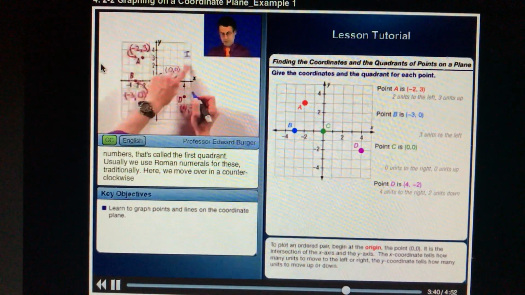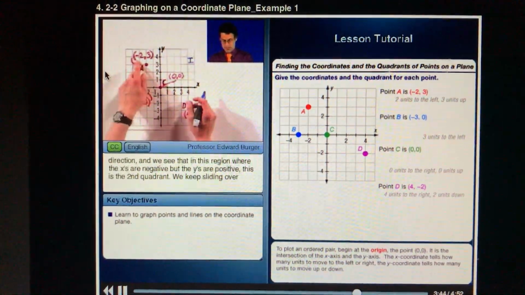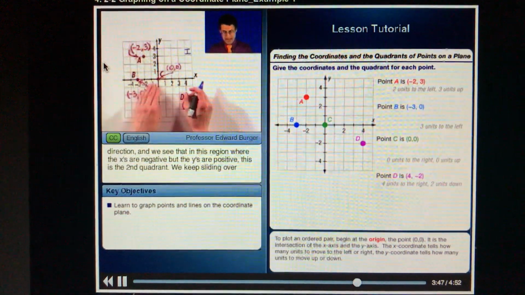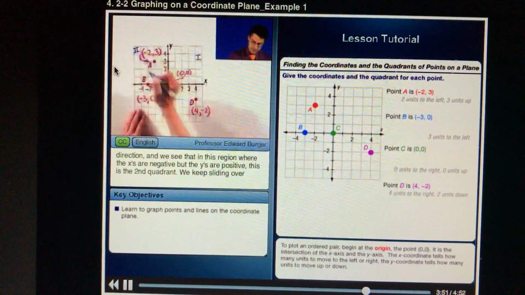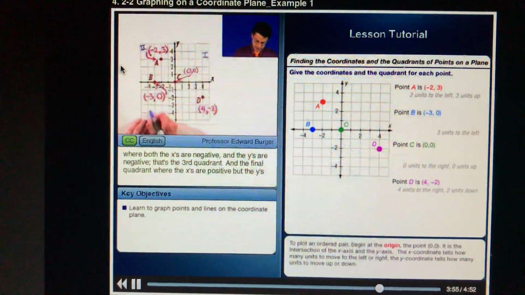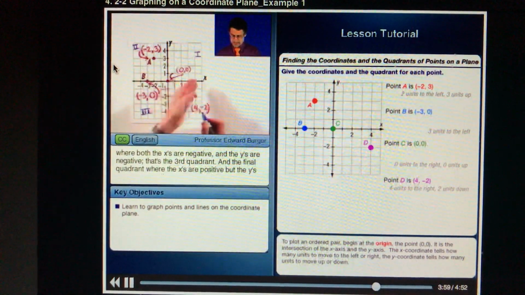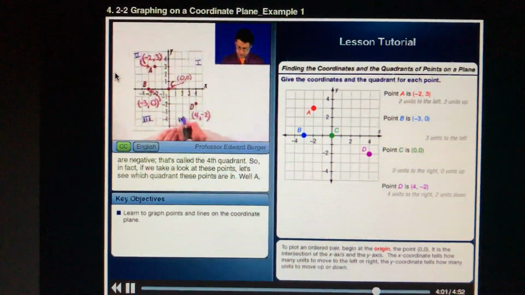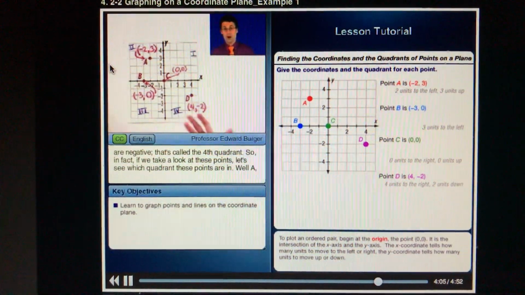Here, we move over in a counterclockwise direction, and we see that in this region where the x's are negative but the y's are positive, this is the second quadrant. We keep sliding over where both the x's are negative and the y's are negative, that's the third quadrant. And the final quadrant where the x's are positive but the y's are negative, that's called the fourth quadrant.